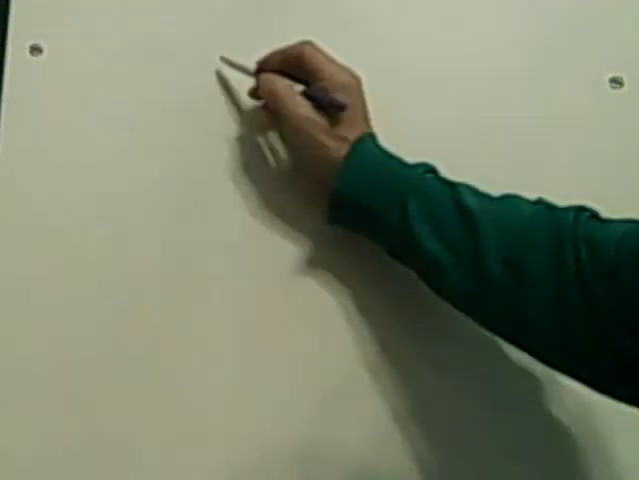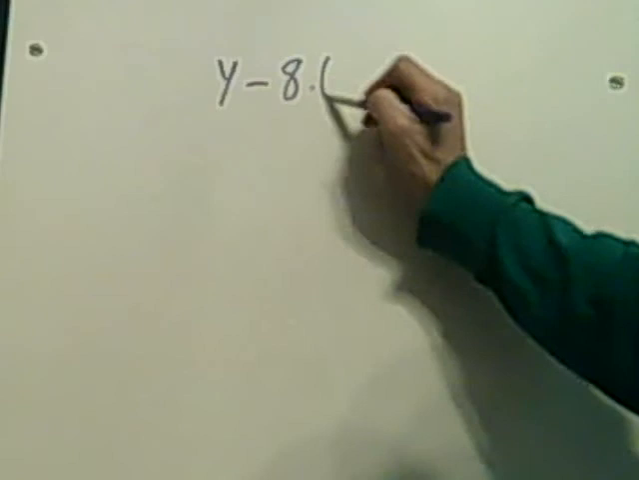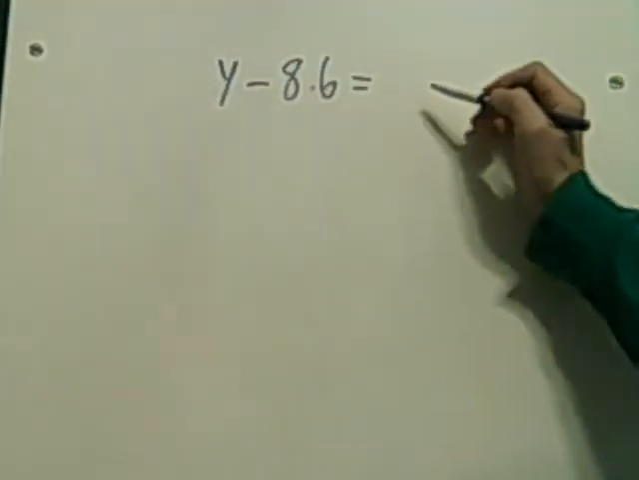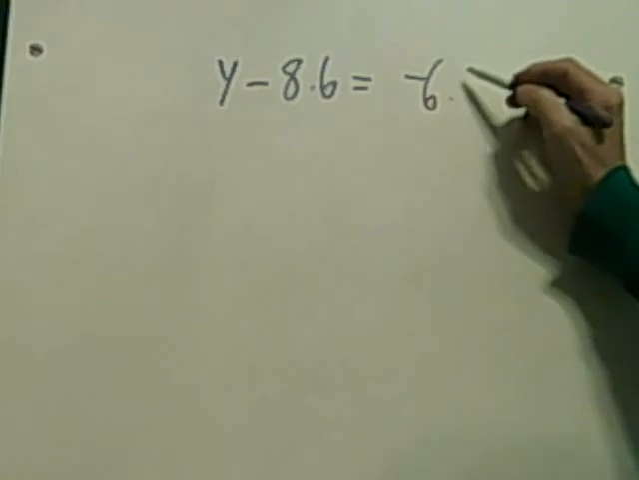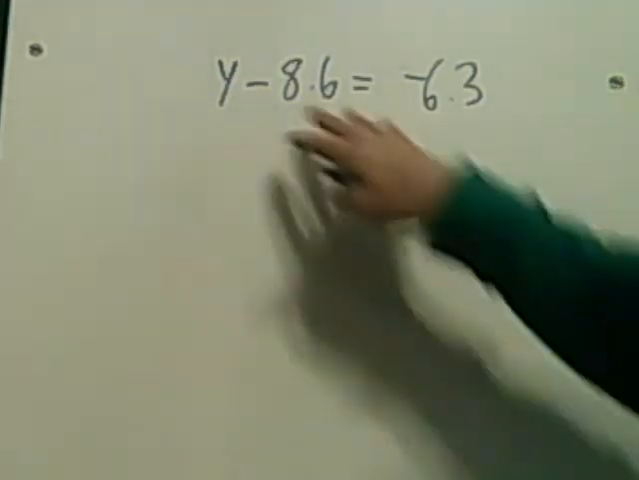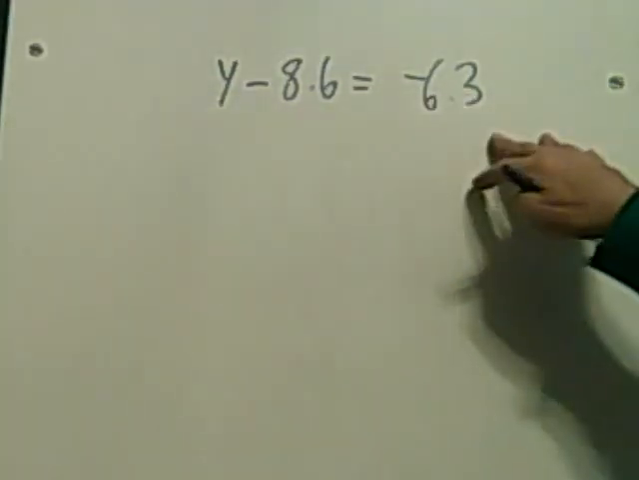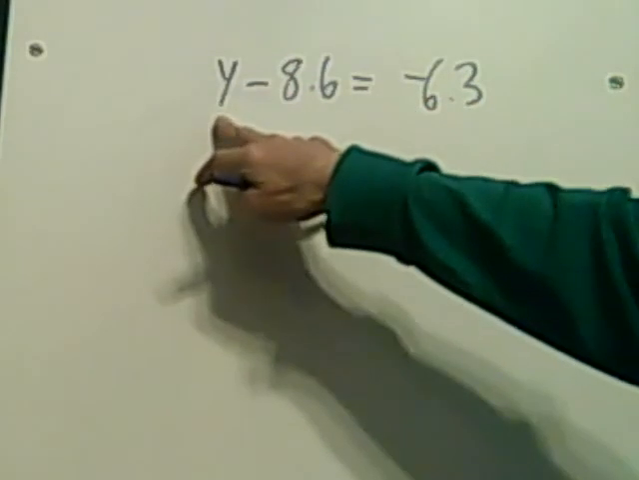Okay, so let's move on to the next one. Next one is going to be number 18. y minus 8.6 equals -6.3. Okay, now what we're going to do with this one is we're going to add a number to both sides of the equation, because we want to isolate the unknown to be on one side.